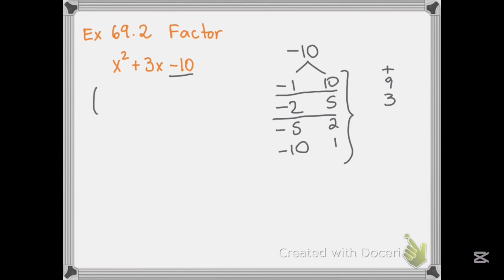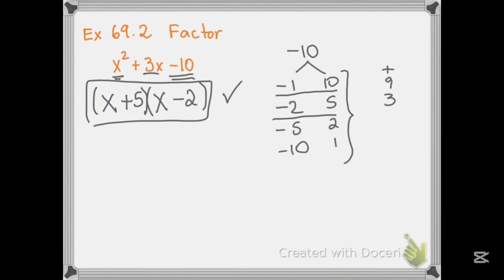Those would be the numbers I want to use. So again, I open my two parentheses, I put the x and the x to get the x squared, and then I put the plus 5 and the minus 2. Again, notice you can check your answers. 5 times negative 2 is negative 10, and 5 minus 2 is 3, so we got the right factorization. Remember that if you multiply these two, you will end up getting this trinomial. That's the point of this exercise. So we are writing the trinomial as the product of two factors.